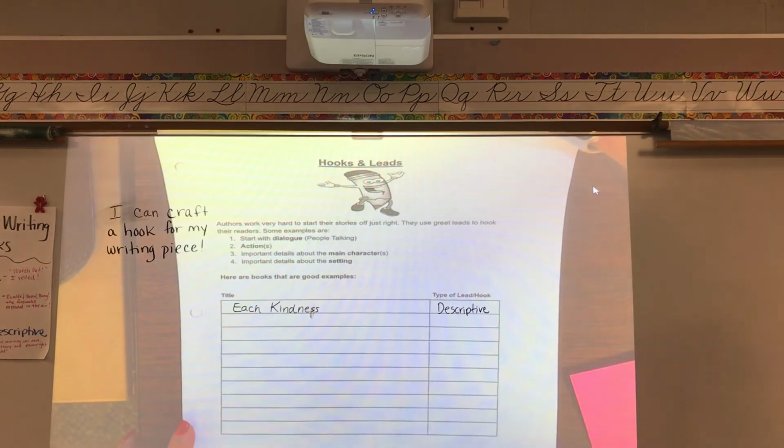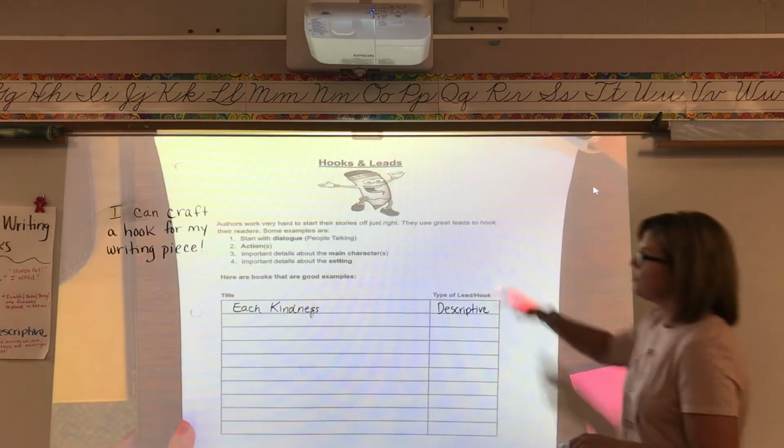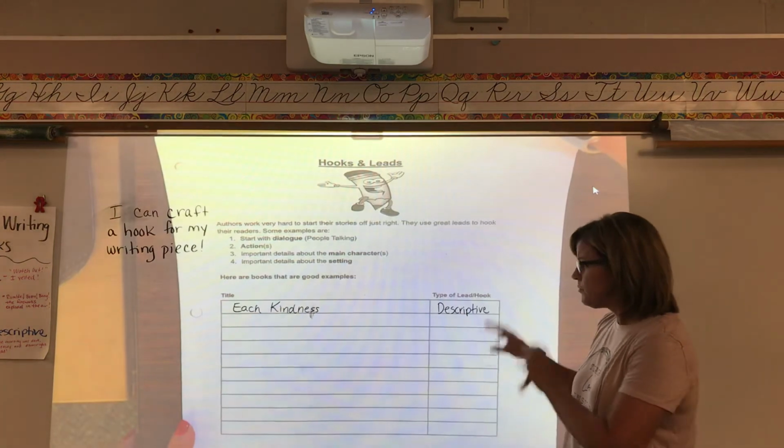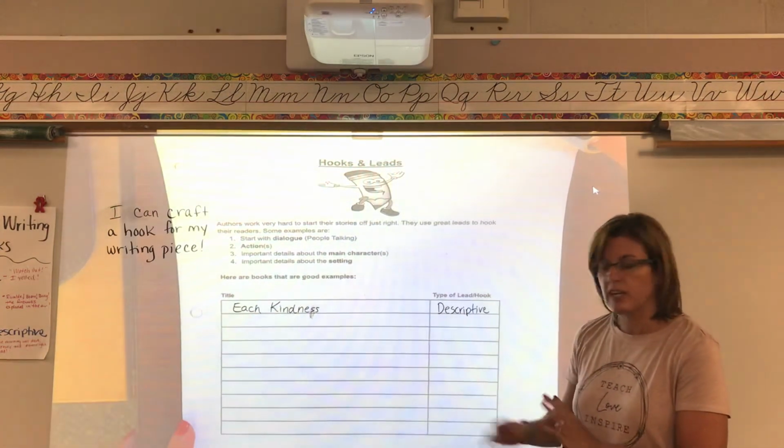My partner and I would choose our next book, and we would only look at the first page, and we would do the same thing. So we're using mentor text today to help us become better writers. You're going to have 10 minutes to work on that.